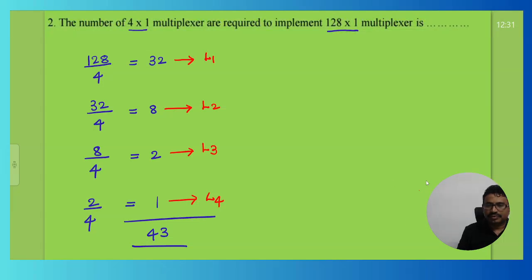If I want to implement this expression, how many selection lines? 2 power 7. A, B, C, D, E, F, and then G. You can see now level 4 has only 1, so a 2x1 mux is sufficient. That means only one selection line is required. So at level 4, the MSB must be connected. MSB means what will connect now? A will connect.